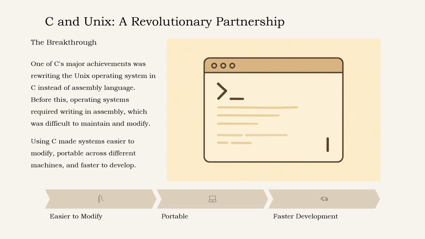One of the major achievements of C was the Unix operating system, which was rewritten using C instead of assembly language. Before this, operating systems were written in assembly language, which was very difficult to maintain. Using C made the system easier to modify, portable across different machines, and easier to develop. So this success helped C gain widespread acceptance in the computing world.